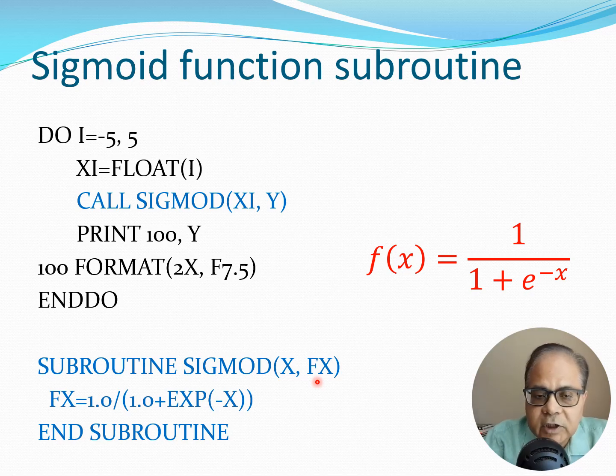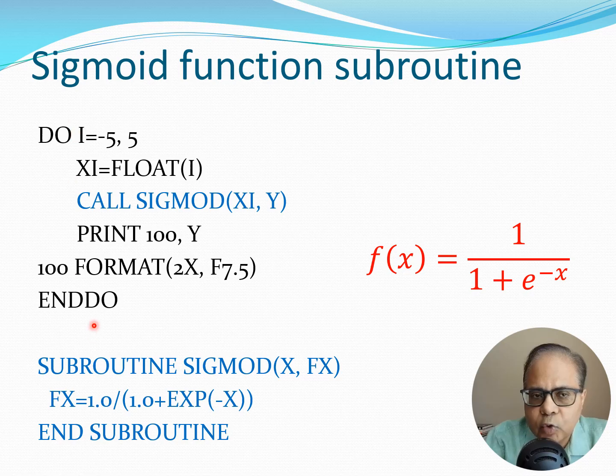For example, in this particular subroutine, sigmod x goes in and fx comes out. Remember that in function subprograms, the function itself was the value being returned. In a subroutine, you have to give all the values, the input values and the output values, in the argument list. So here fx is calculated as 1 divided by 1 plus e to the power minus x, and then the subroutine ends. The name of the subroutine is sigmod, the arguments are x and fx, and you have to put end subroutine. To invoke the subroutine we use the call statement.